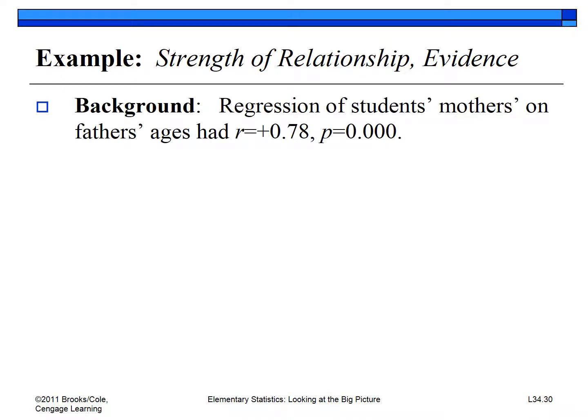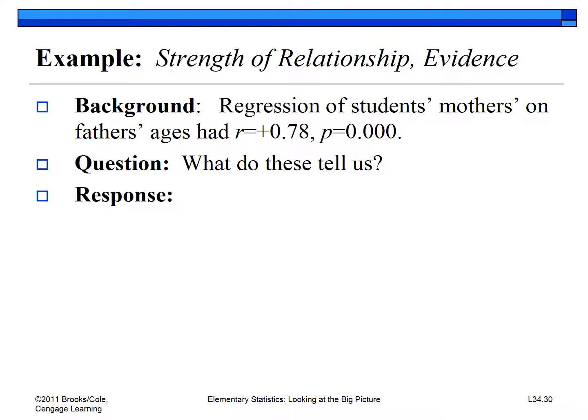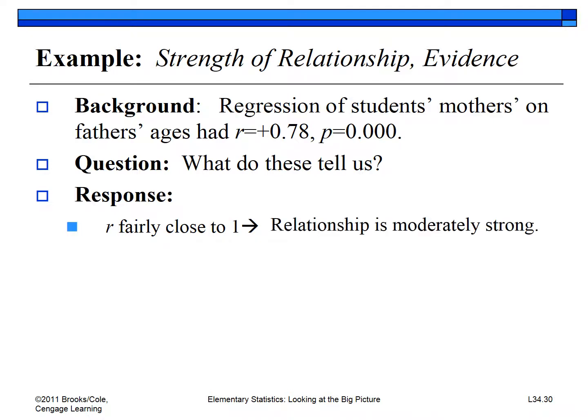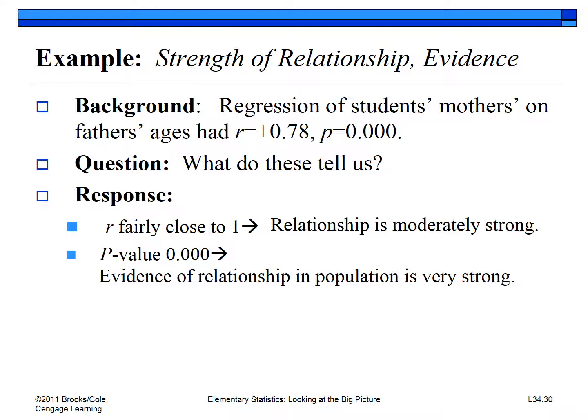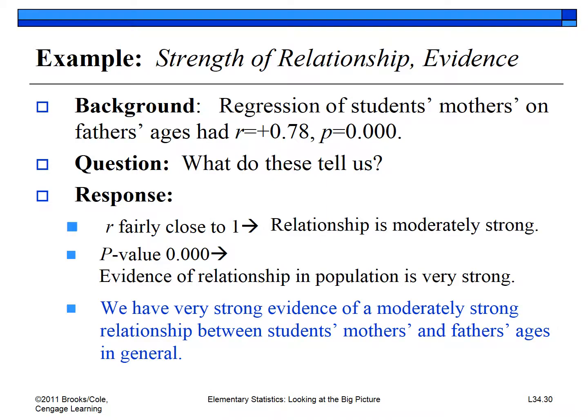In the example we just saw, we had an R value of +0.78 and a p-value essentially 0. This tells us, since R is bigger than 0.7, we have a pretty strong relationship. And because the p-value is tiny, we have very strong evidence that there is a relationship in the population.